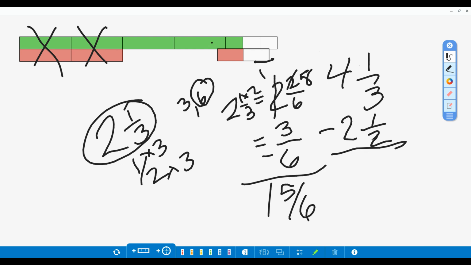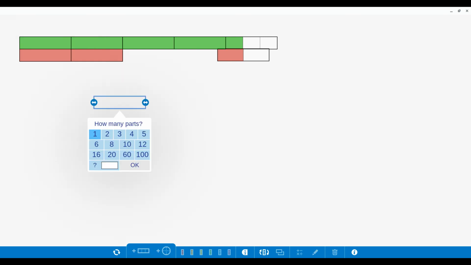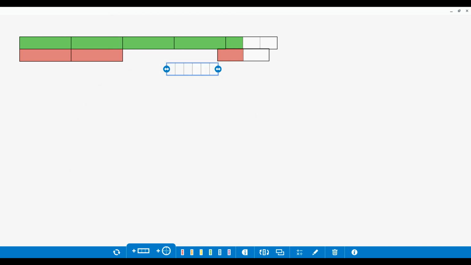So just give me a second. Let's show that in our model a little bit and represent. So we're going to break this one into 6. And we need another 6.